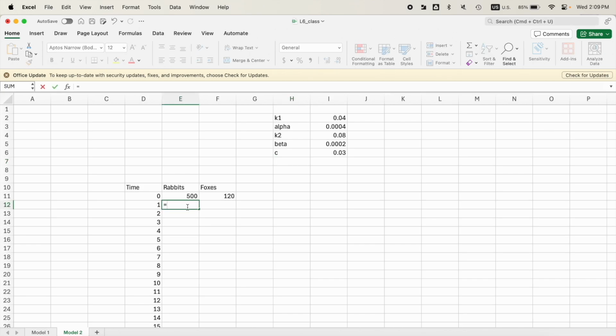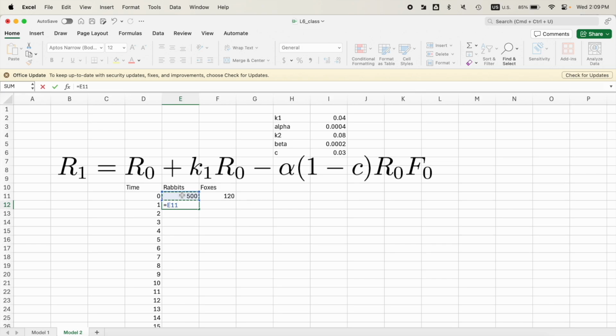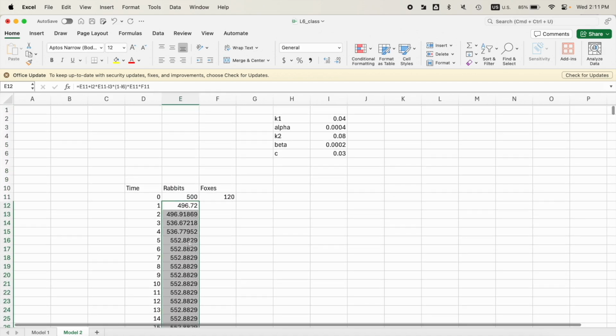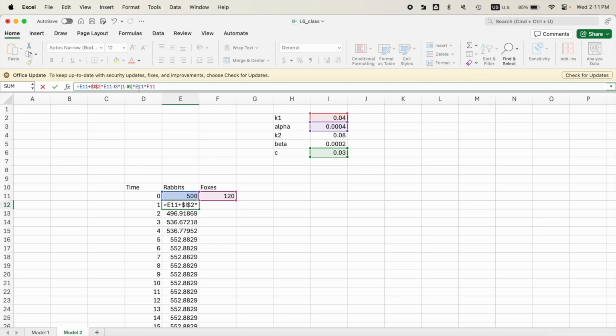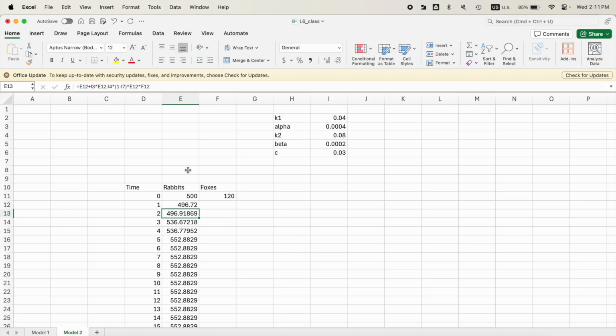Right. I'm going to type in the formula here. So this is equal to R0 plus K1 times R0 minus alpha times 1 minus C, close parentheses, times R0 times F0. You need to keep the parameter the same throughout all of the calculations. So you use the absolute references, $I$2, $I$3, and $I$6. And you double click on the formula and it should fill it down for you automatically. So that's the rabbit populations.